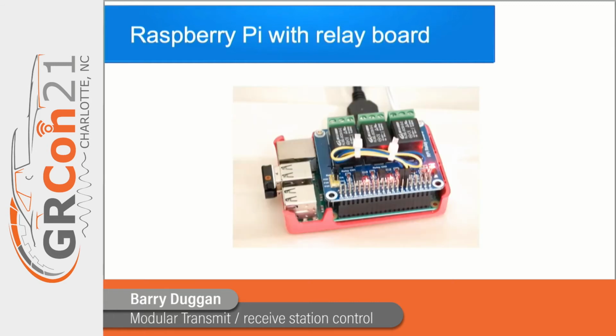Here is a picture of my RPi 3B+, with the relay board mounted on top of it. And this is in the transmit state. There's actually an LED right here, and another one here for the two relays that I have turned on. And it has jumper wires.